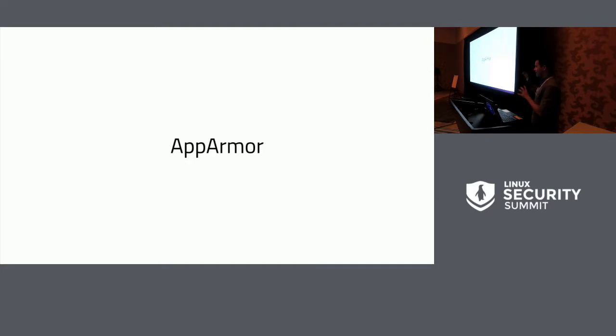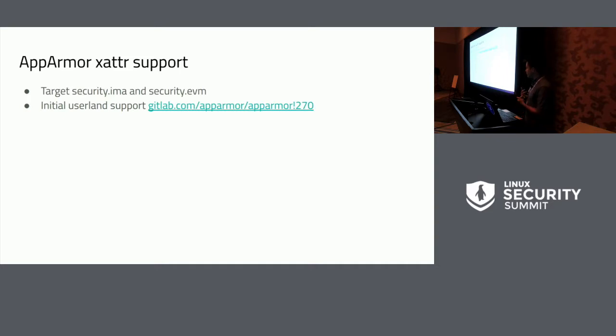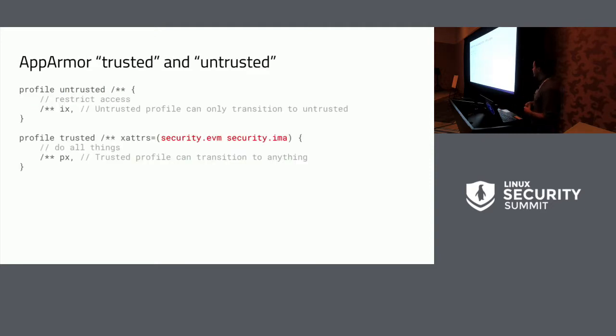So finally, we get on to using all of this information that we've just set up in a very meticulous way. I've been working with the AppArmor project and Matthew Garrett as well to add support for AppArmor targeting extended attributes. And we've done a bit of the work to do the user land support as well. The basic idea is to have two tiers of profiles. One we'll call untrusted, things without signatures, and another called trusted, things with signatures. What's nice about these profiles is that the bottom one will say anything that has a security.evm or security.ima extended attribute is going to match this profile, and it will attempt to run as trusted.